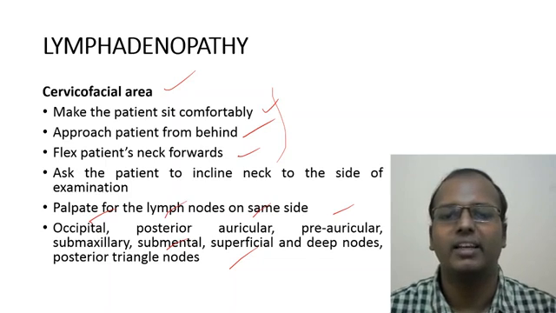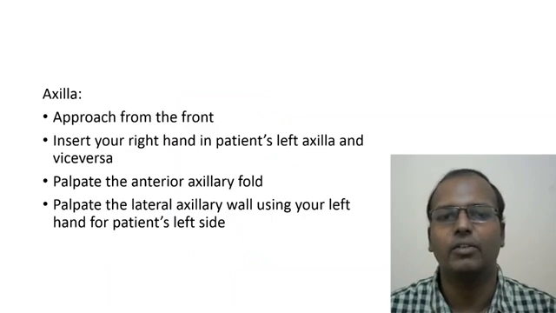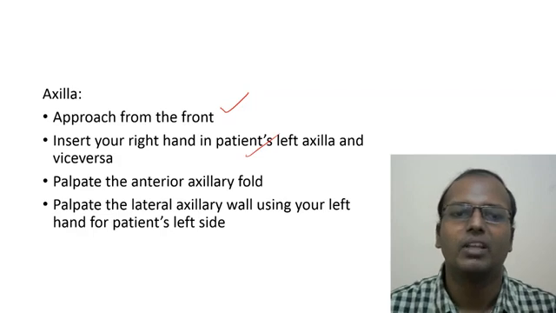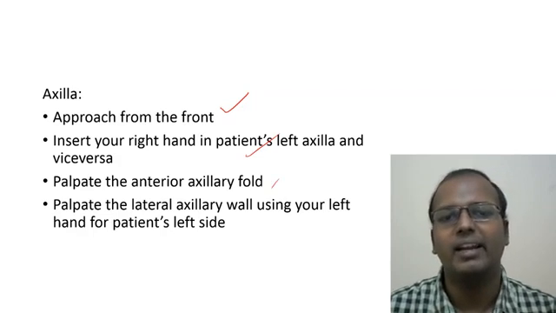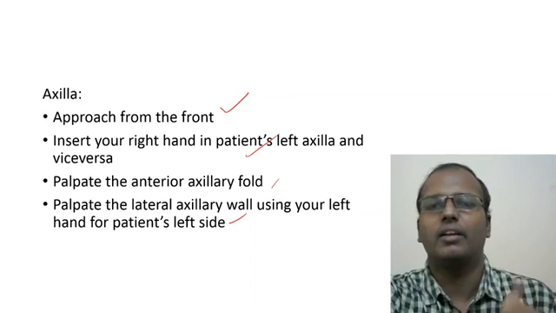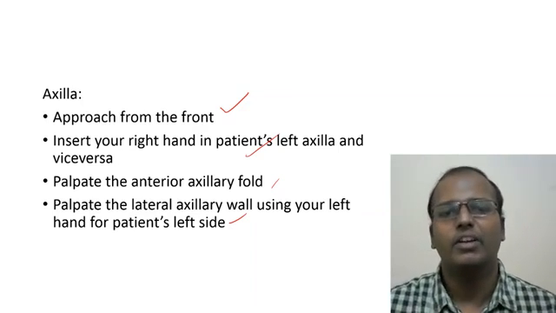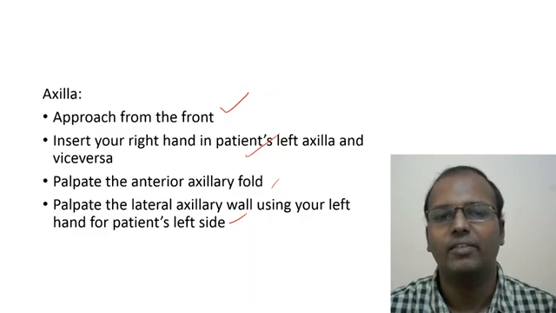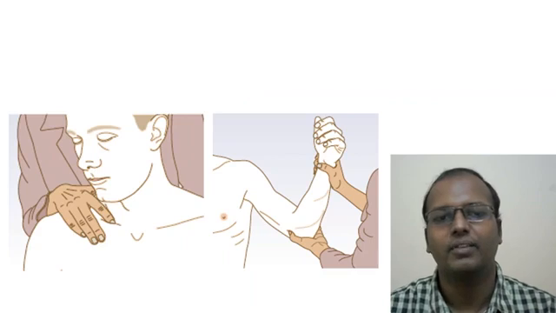Okay, so how to approach the axillary lymph nodes? You have to approach from anteriorly, from the front, right hand in the patient's left axilla and vice versa. Palpate the anterior axillary fold. Palpate the lateral axillary wall using your left hand for the patient's left side. So right hand for the patient's left axilla, but when you want to palpate the lateral axillary wall, you have to use your left hand for the patient's left side.